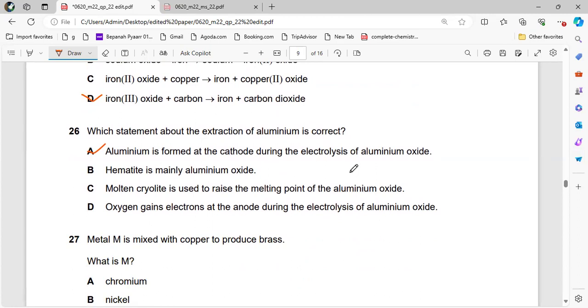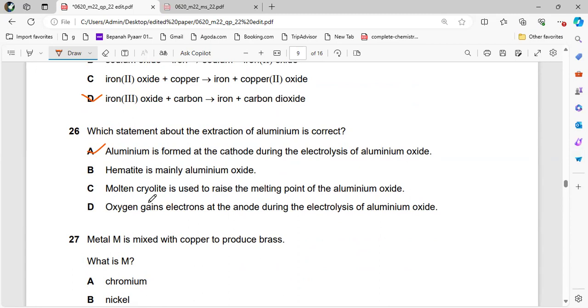Which statement about the extraction of aluminium is correct? Aluminium is formed at the cathode during the electrolysis of aluminium oxide. Yes, it is true. Cathode is a negative electrode and aluminium is a cation consisting of positive charge. Okay, so definitely aluminium is produced at the cathode. Hematite is mainly aluminium oxide. Option B is wrong because hematite is the ore for iron and not for aluminium.